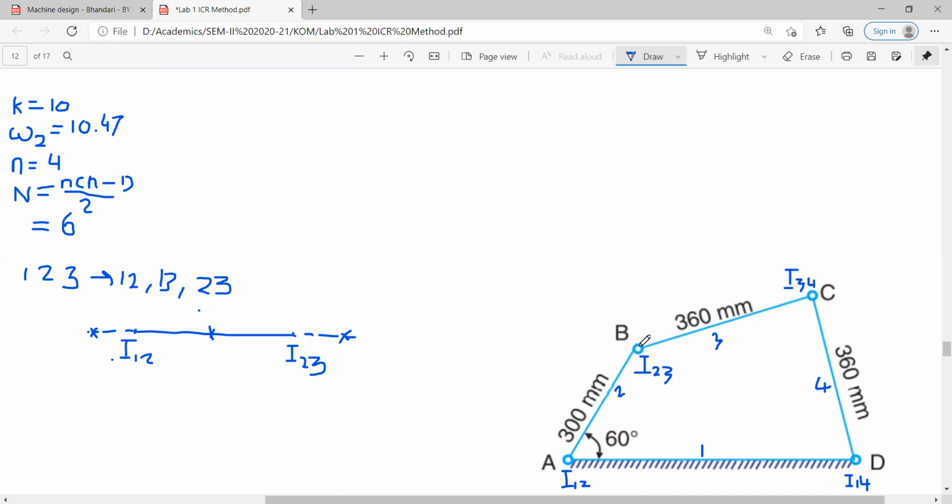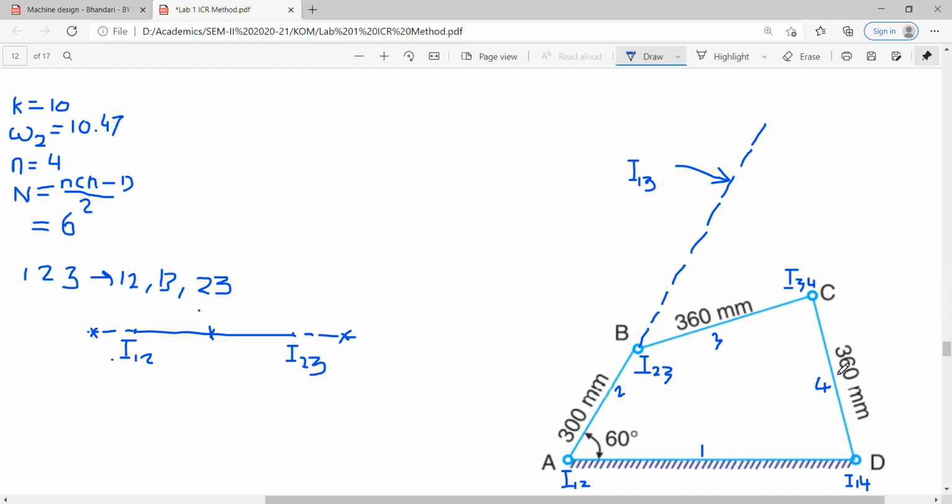So what I will do, I will say extend it. Presently I don't know in which direction ICR 13 is there, but I am just drawing a line. What I know is that on this particular line ICR 13 is there. I don't know the exact point. That's why I extended it. Now let us concentrate on this line CD.